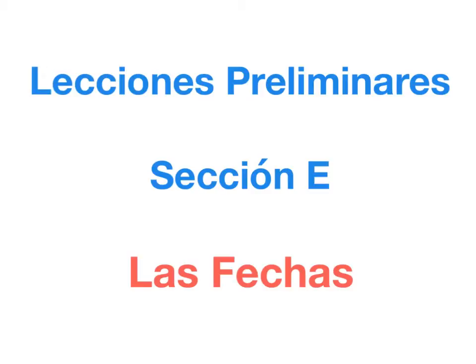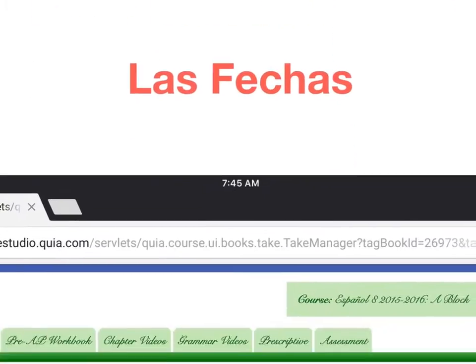In the book it's actually called la fecha, which means the date. So combining our numbers from the previous section D, los números 0 to 100, we're now going to learn the days of the week and the months so we can tell the date. So without any further delay, allow me to move on.